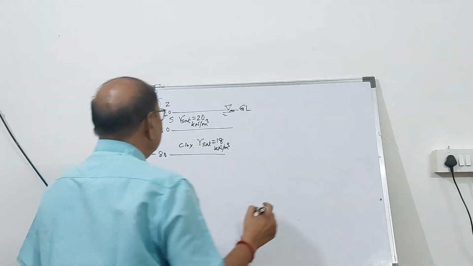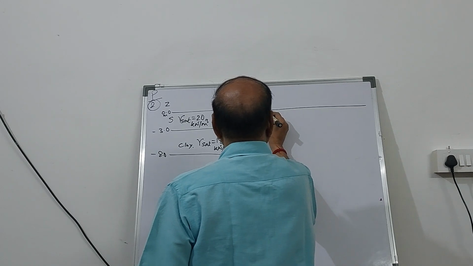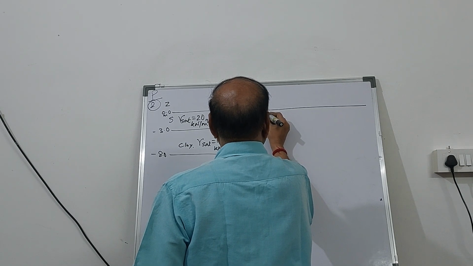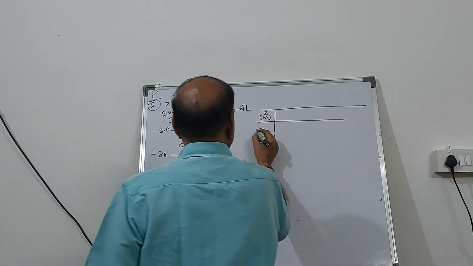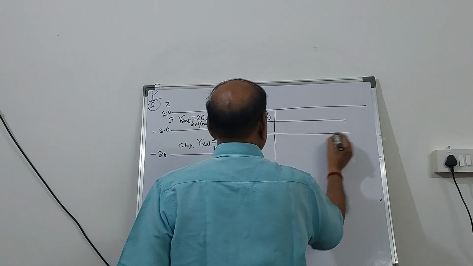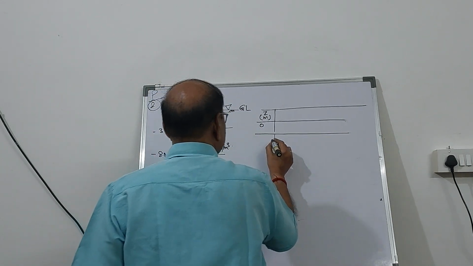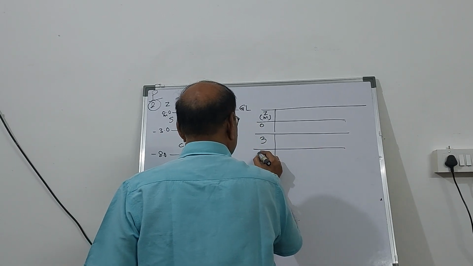So in a tabular form, I can now calculate. As I have told you, in a tabular form, it will always be better. So depth Z in meter. At what depth? 0. Then take it at 3 meter and take it at 8 meter.